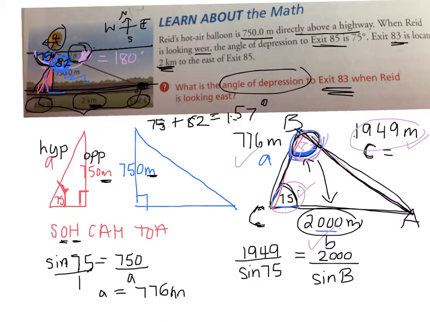So what is this angle of depression, which is what we needed to find? 180 minus 157 is 23? Yeah. 23 degrees. So the angle of depression is 23 degrees.